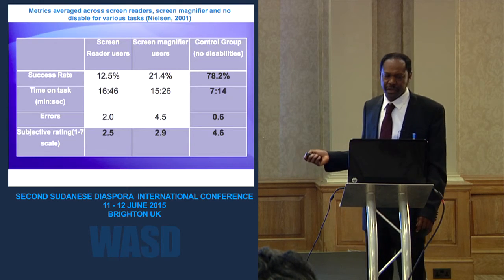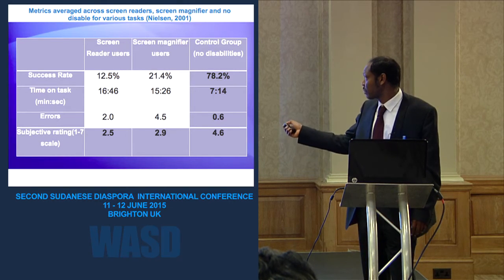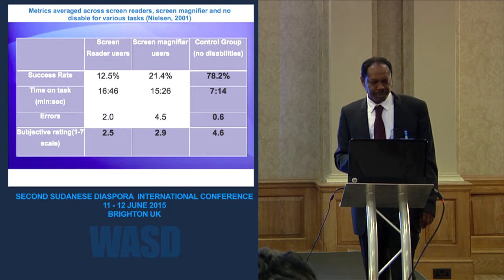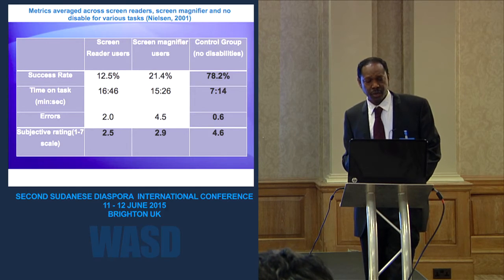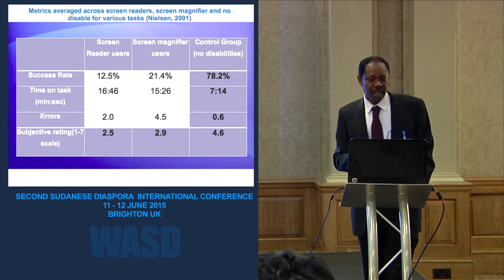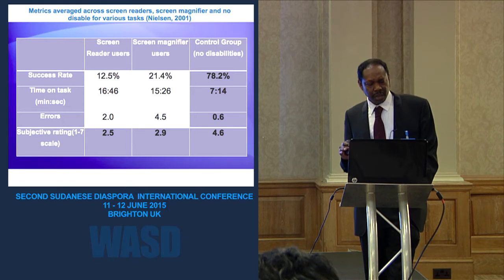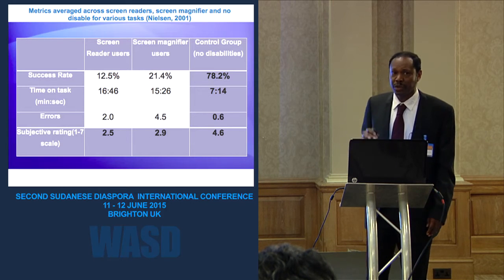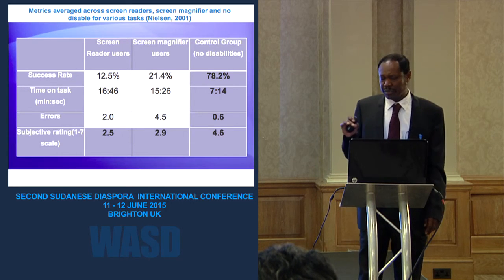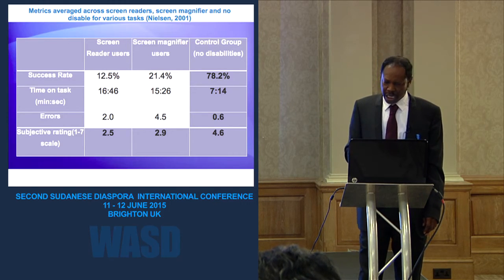You see here clearly, it's showing people using screen readers, and also people using screen magnifiers, and a control group with no disability. You can see clearly here that the success rate is 12.5% when we're using a screen reader, and also 21.5% when users use a magnifier. With people with no disability it is 78.2%, according to Nielsen.